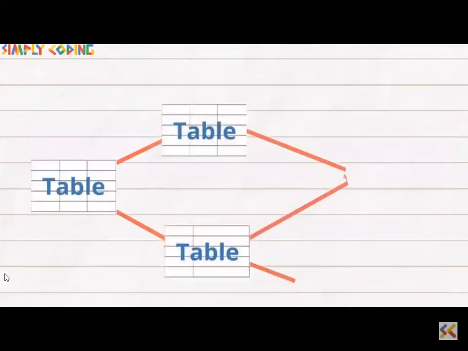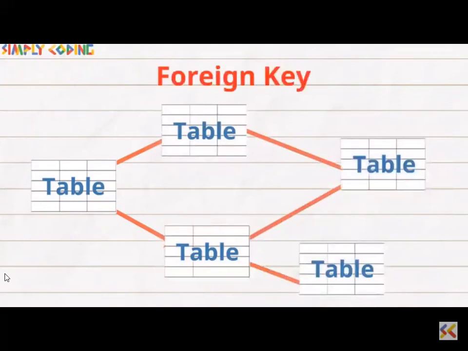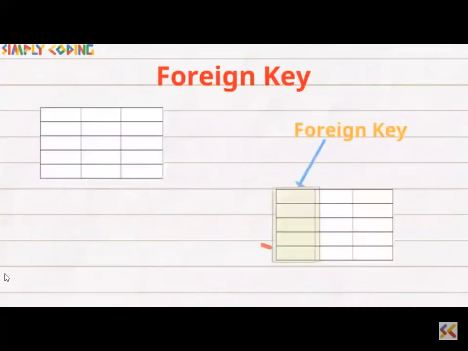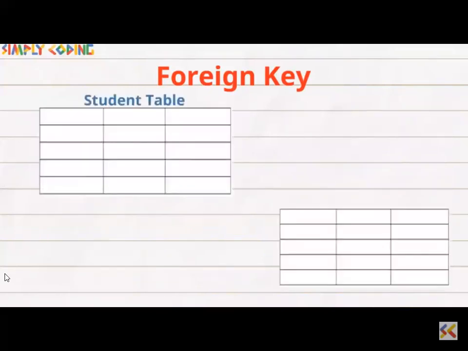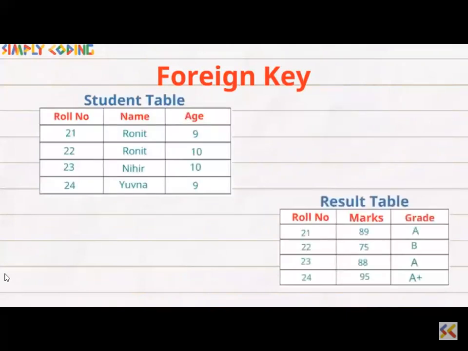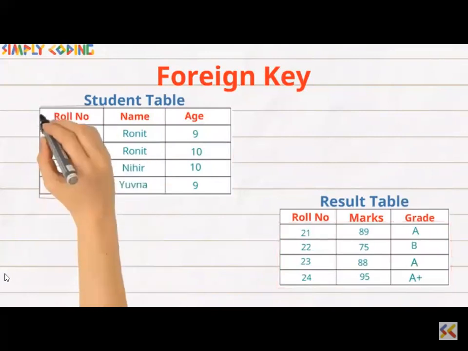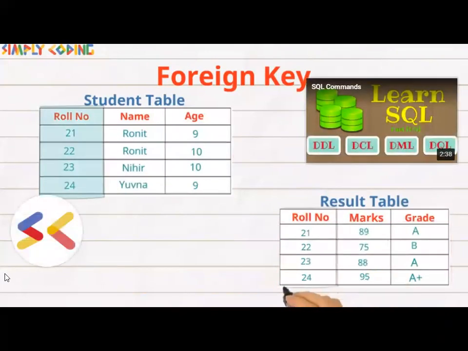Now many databases have multiple tables. How are they linked with each other? They are linked through a foreign key. A foreign key is a field that references the primary key of another table. Let's take this example. We have a student table and then we have a result table. The student table has a list of all students that are there in the class. All the results of students are in the result table. Roll number is the primary key and the result table has a foreign key roll number which links it to the student table. This is the foreign key which references the primary key in another table.